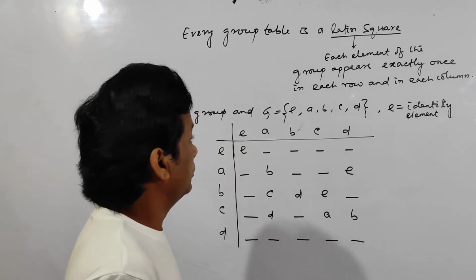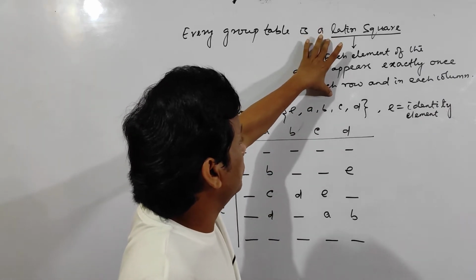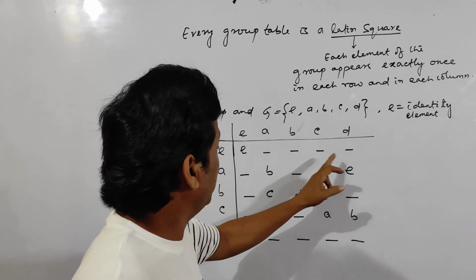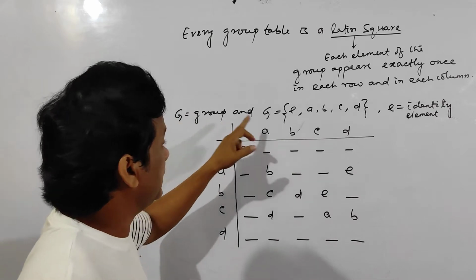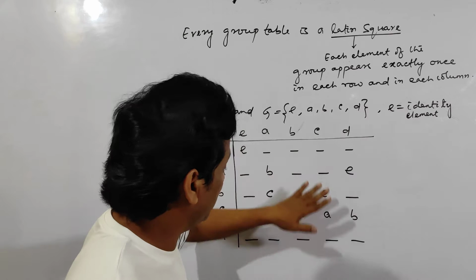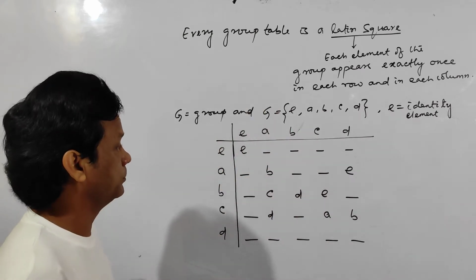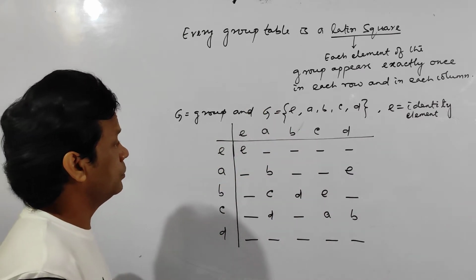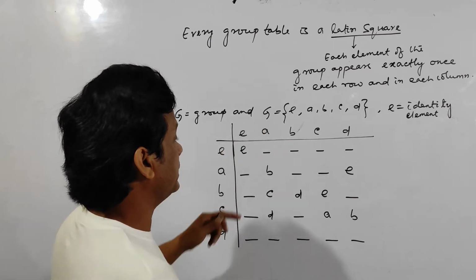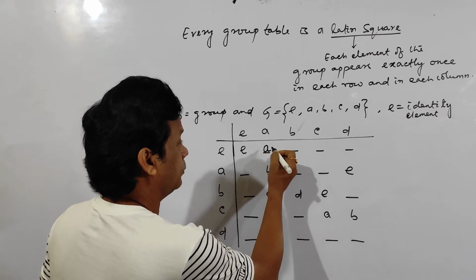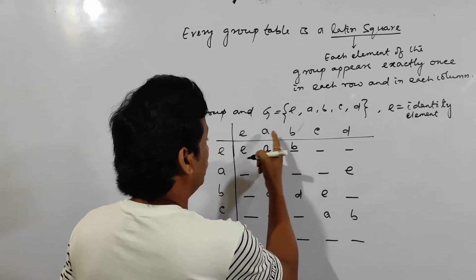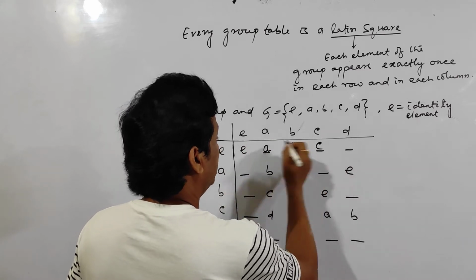Okay, so on the basis of Latin square, we have to do this problem. We have to fill in the blanks. G is a group and G is equal to {E, A, B, C, D}, and E is the identity element. So we have to fill up the table. So E into E is E. E into A is A, because when the identity element is multiplied to any element there is no change, so we can write directly E into B is B, E into C is C, E into D is D.